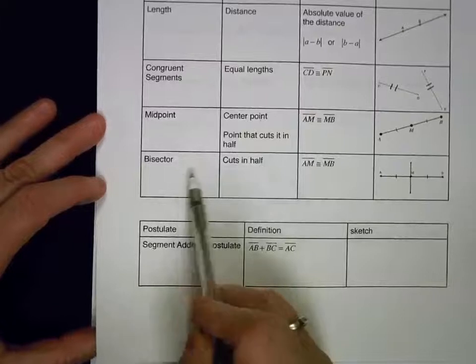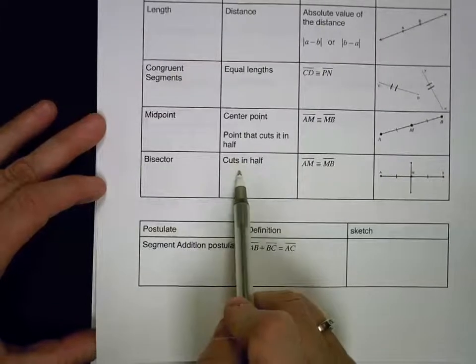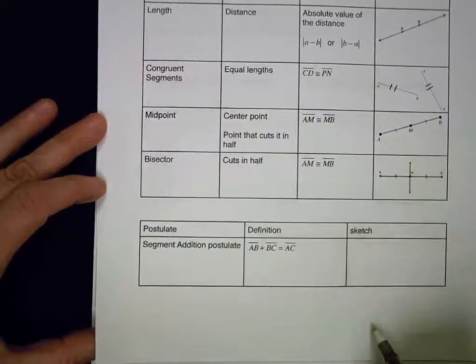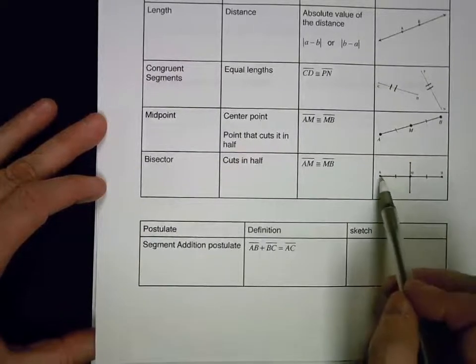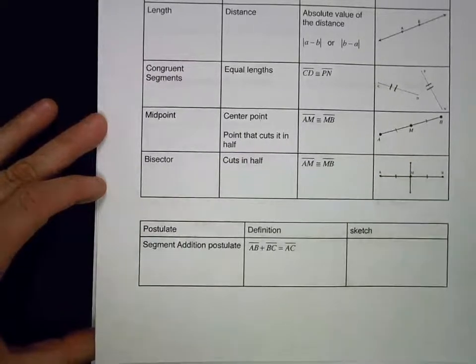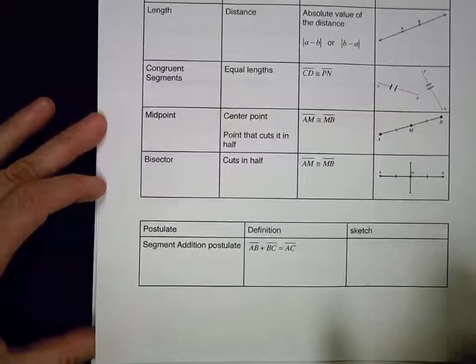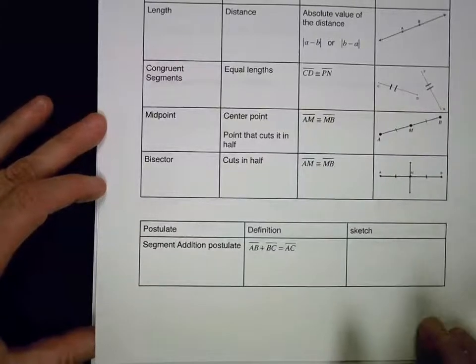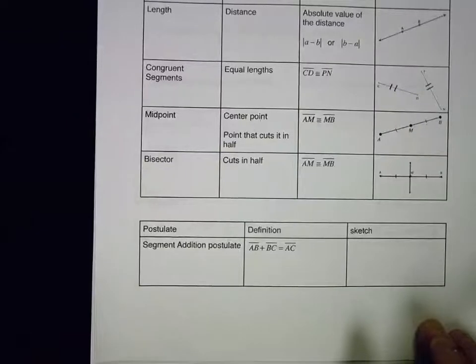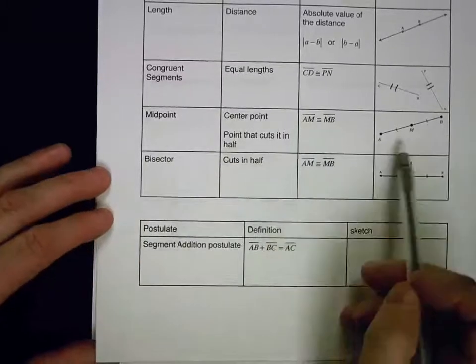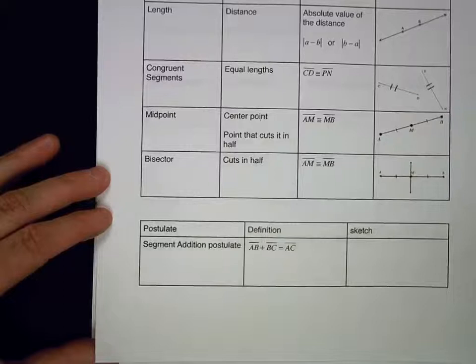A bisector also cuts it in half. This segment bisects the other segment, and again AM is congruent to MB. You can bisect any shape. You can bisect a circle, you can bisect a rectangle, you can bisect a line, you can bisect an angle, but only a segment has a midpoint.